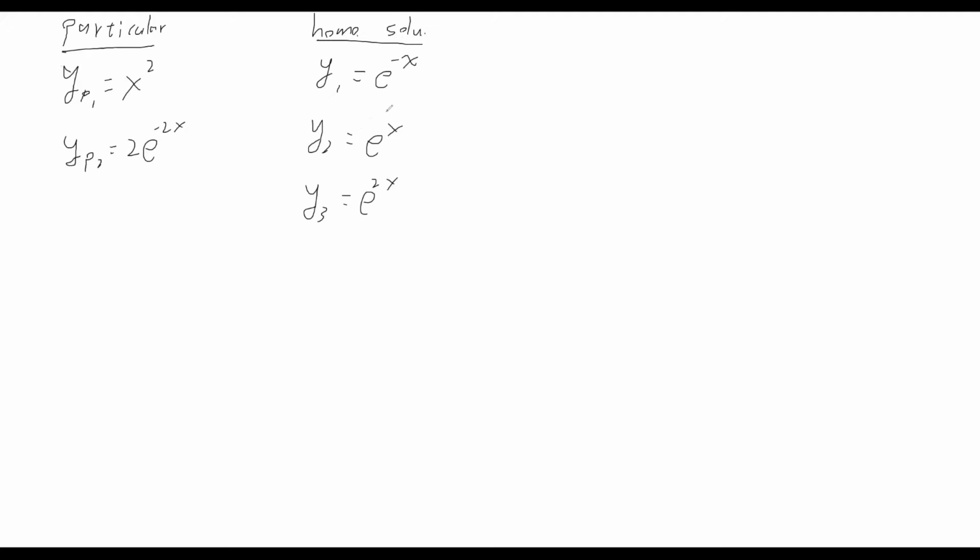Now let's actually look at the homogeneous part together. We have e to the negative x, e to the x, and e to the negative 2x. And something important to notice here is that these 3 are actually linearly independent. Linearly independent means you cannot obtain one of them from a linear combination of the other 2. This is particularly important when we are looking at homogeneous solutions.